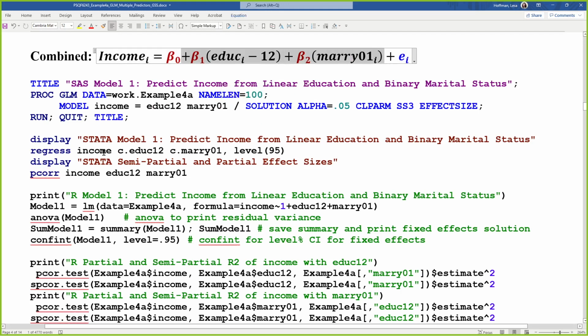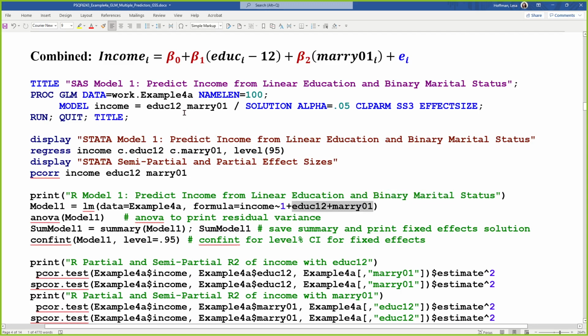In Stata, it's the same. Income is first if it's the outcome variable. Here's my two predictors. And in R, income is my outcome variable. Squiggle is its version of the equal sign for the model. I put the 1 there to remind myself about the fixed intercept, but it is also estimated by default. And then I add my two predictors right here.